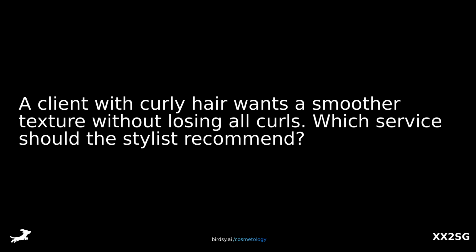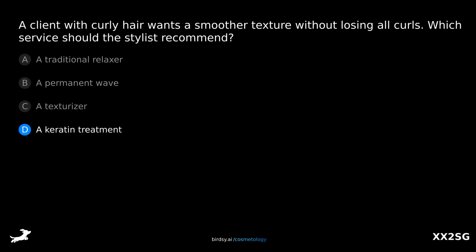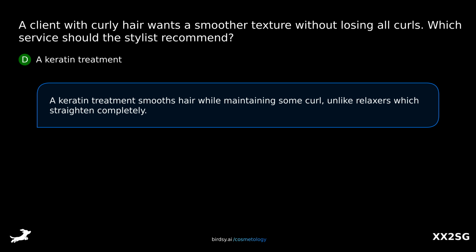A client with curly hair wants a smoother texture without losing all curls. Which service should the stylist recommend? Is it A, a traditional relaxer, B, a permanent wave, C, a texturizer, or D, a keratin treatment? The answer is D, a keratin treatment. A keratin treatment smooths hair while maintaining some curl, unlike relaxers which straighten completely.